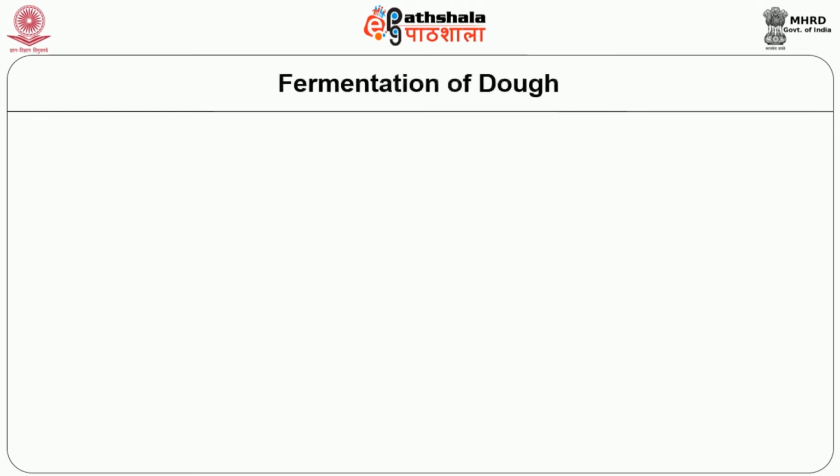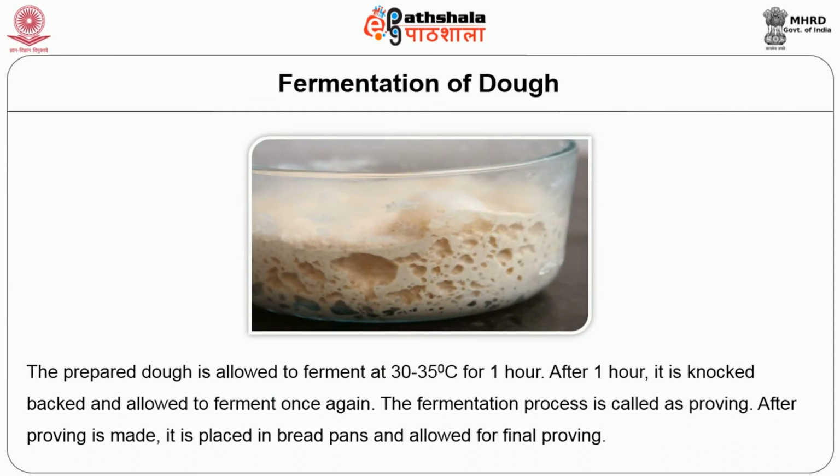The next stage is the fermentation of dough. The prepared dough is allowed to ferment at 30 to 35 degrees for 1 hour. After 1 hour, it is knocked back and allowed to ferment once again. The fermentation process is called proving. After proving is made, it is placed in bread pans and allowed for final proving.